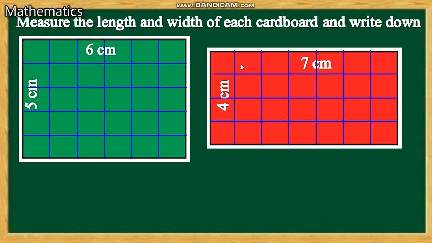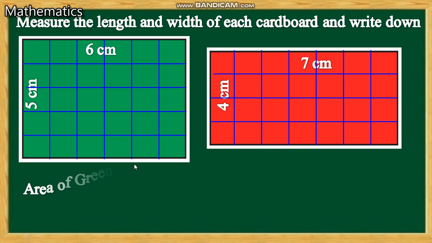1, 2, 3, 4, 5, 6, 7 squares you will get from the first row. Then how many rows are there? There are 4 rows. That is 4 into 7. You will get 28 squares. From green you will get 30 squares, and from red you will get 28 squares. Now which has more space? The green has more space.